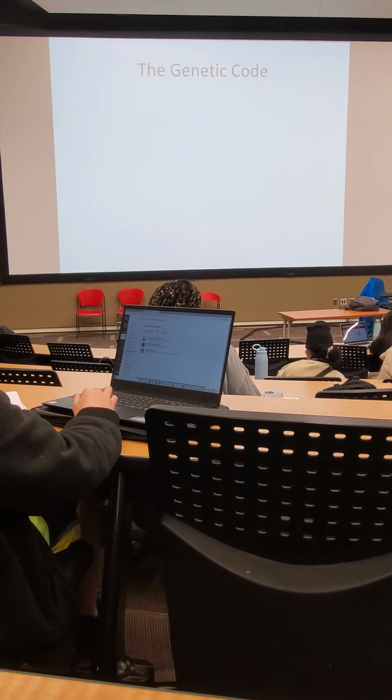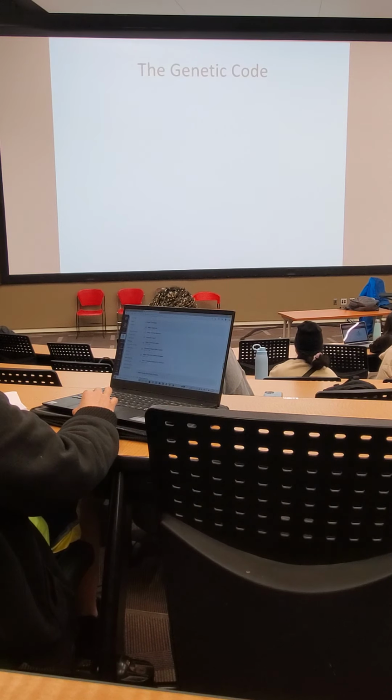So how are we going to go between the two languages, from the RNA nucleotides to amino acids? We're going to use the genetic code. Does anyone remember off the top of their head how many amino acids there are? 20? Yeah. And how many bases do we have?